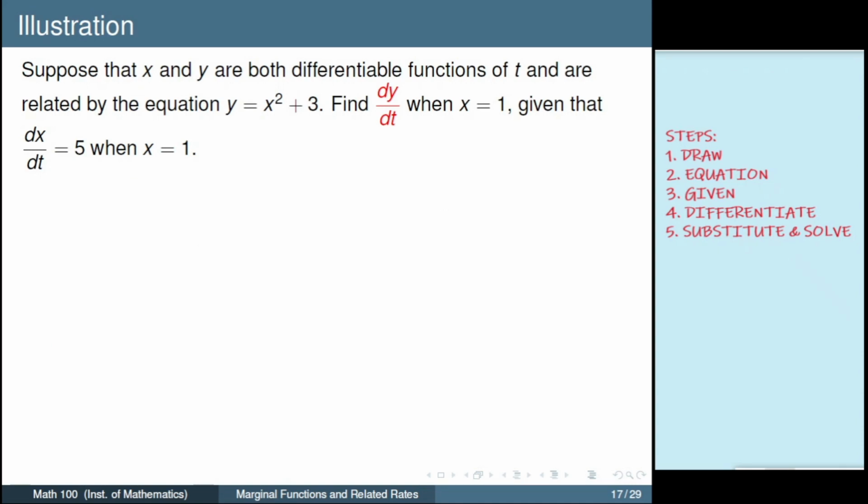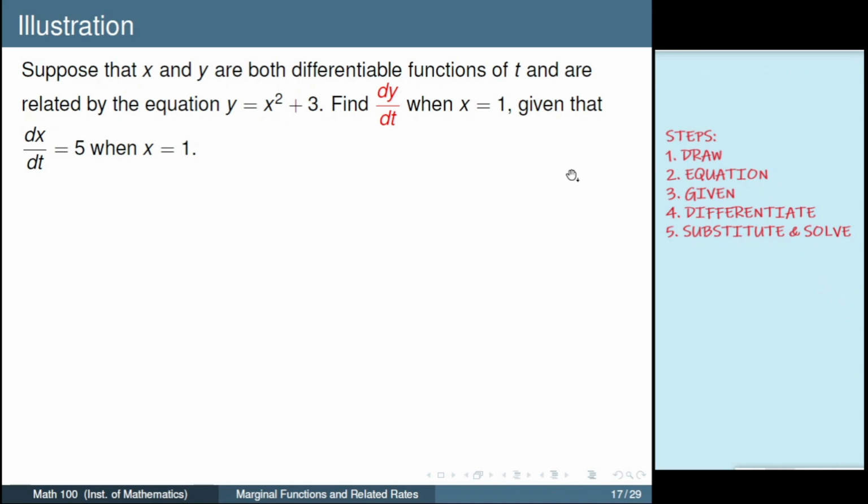We have two variables x and y, both differentiable functions of t, and they are related by this equation y equals x squared plus 3. Ang hinahanap natin ay, emphasis on this, dy over dt when x equals 1, given that dx over dt equals 5 when x equals 1. Okay? So, yung first step ay to draw, pero hindi natin kailangan ng drawing dito, so we skip that part.